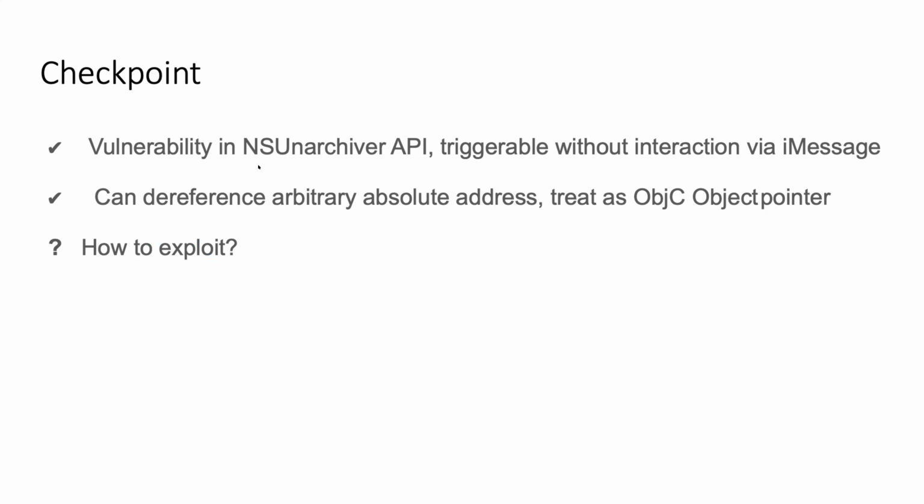So we have a checkpoint to think about where we are, and we have a vulnerability in the NSKeyedArchiver API. We can trigger it through iMessage, and we can dereference an arbitrary absolute address, treating it as an Objective-C object pointer. Most of the magic happens in the NSSharedKeySet. So how could we exploit this?